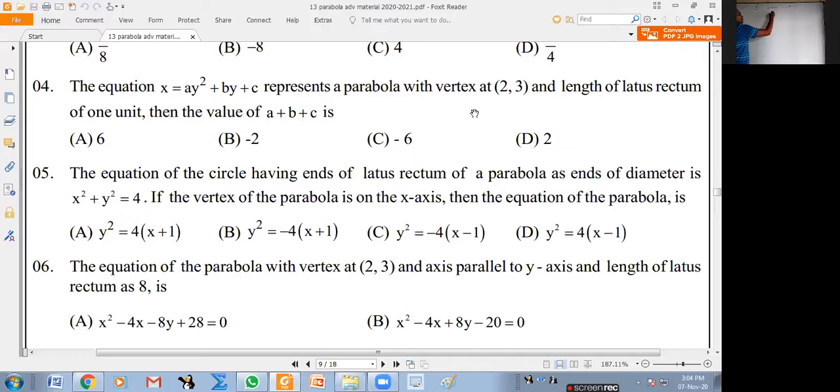So you can take (y minus 3) whole square equal to 1 into (x minus 2), or (y minus 3) whole square equal to minus of (x minus 2) also. The coefficient can be negative or positive.